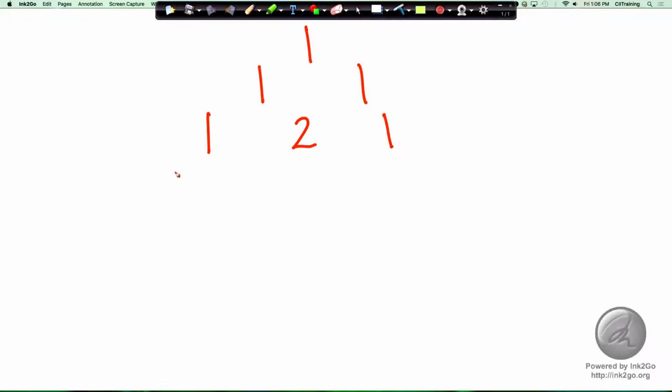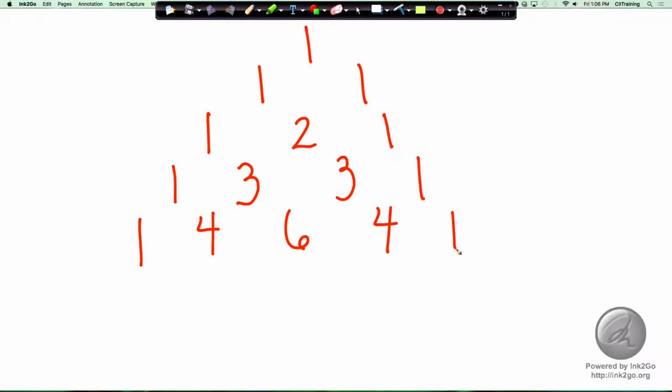Proceeding, we begin with a 1, and then 1 plus 2 gives us 3. Again, I'm writing the answer underneath the 2 numbers that produce that sum. And then 2 plus 1 is 3. And I end that row with another 1. The next row begins with a 1. 1 plus 3 gives us 4. 3 plus 3 gives us 6. 3 plus 1 gives us 4. And then we end that row with a 1.